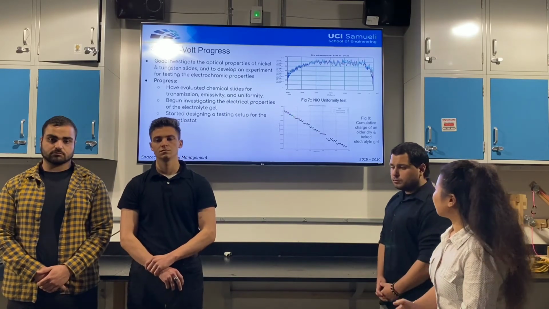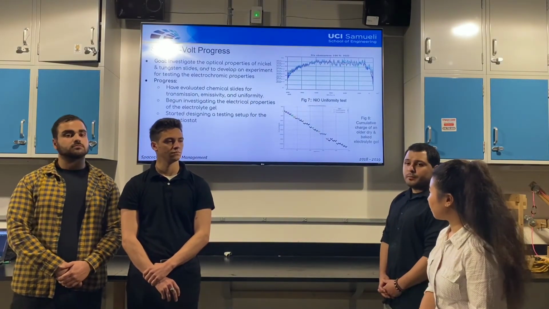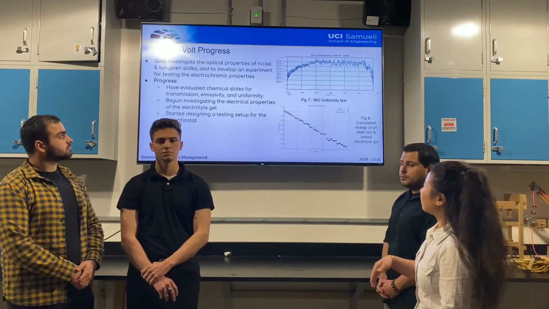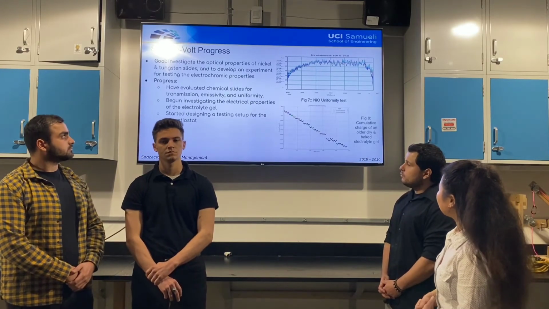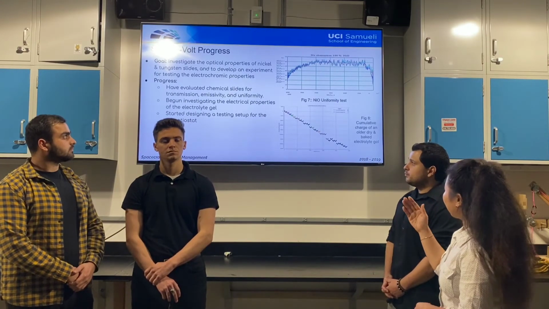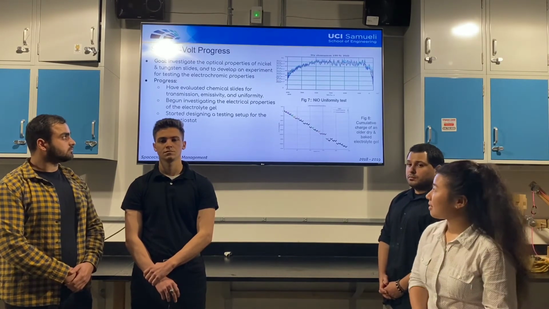And as you can see in figure 7, these are different tests of different nickel oxide slides. You can see they're pretty uniform as they overlap each other. And for figure 8, this is a graph of the cumulative charge of both the dry and baked electrolyte gel.